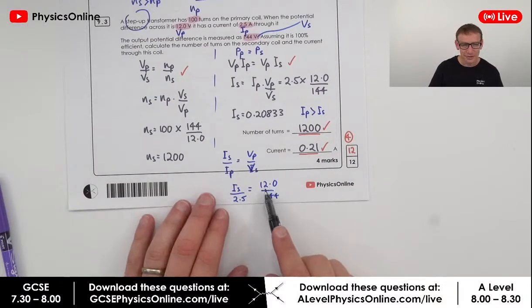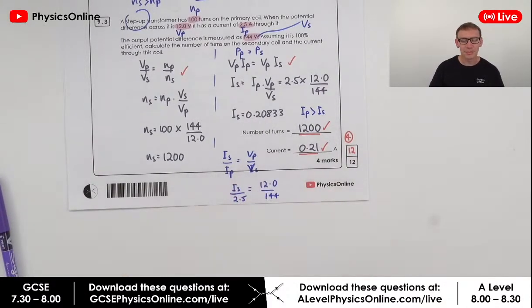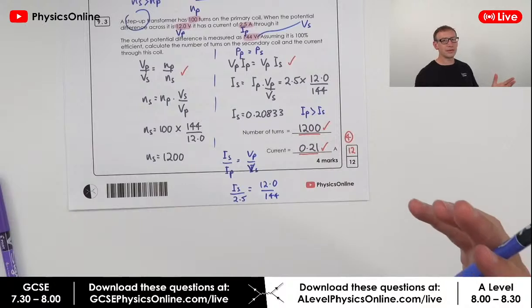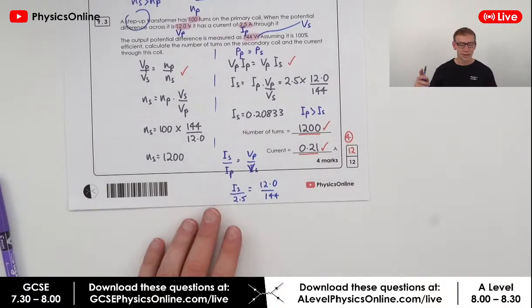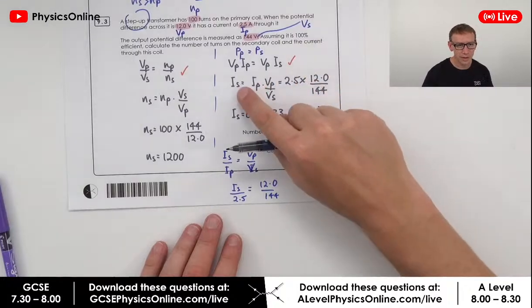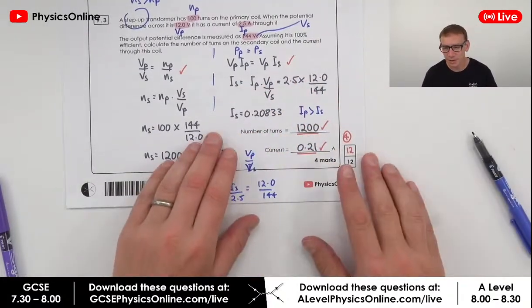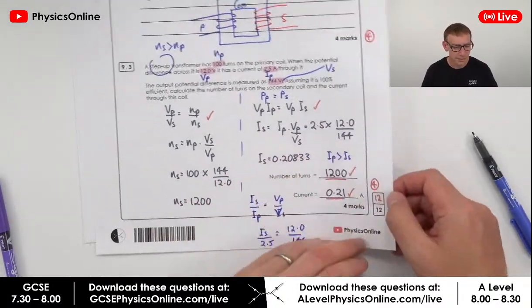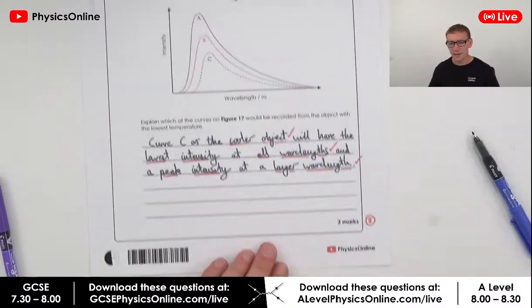Okay, so basically you can substitute and then rearrange. My preferred thing, and especially for those of you at GCSE who are thinking about doing A-level physics, the best thing, in my opinion, is to do the equation, rearrange it, and then put all the numbers in. Okay, right. We've got about 7 minutes left.